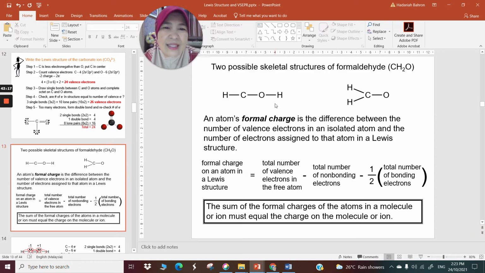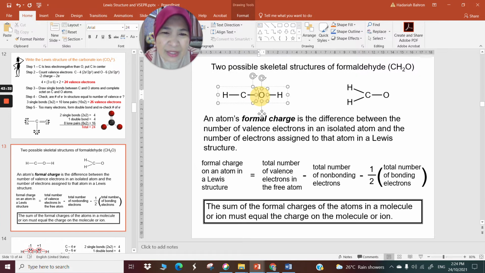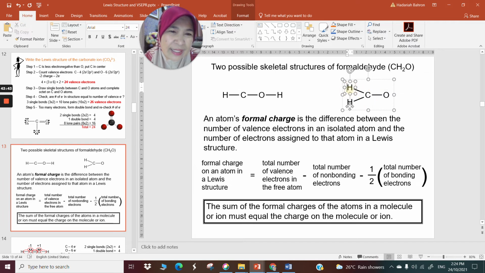Next. Let's have a look at formaldehyde, CH2O. If you draw the structure, it can make this form of bond, HCOH, you can have that, or you can either have this one, you have CHHO.